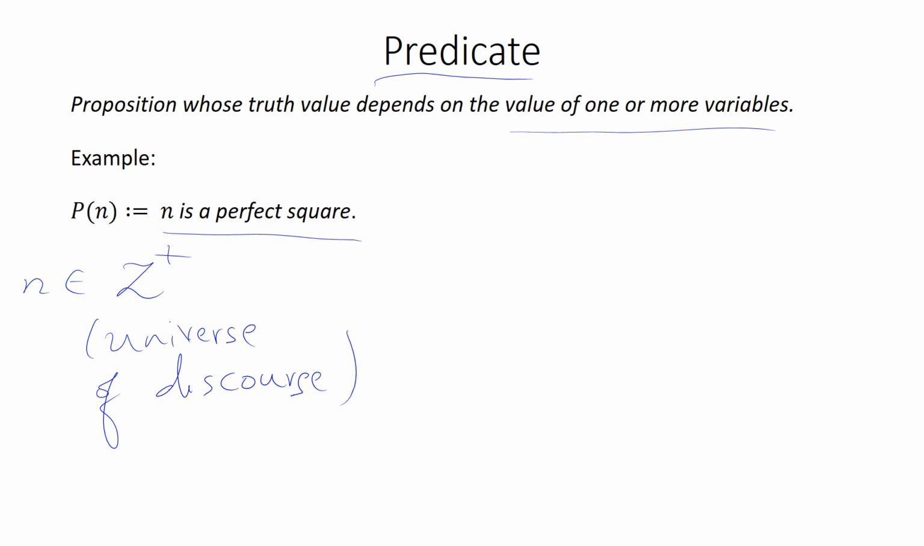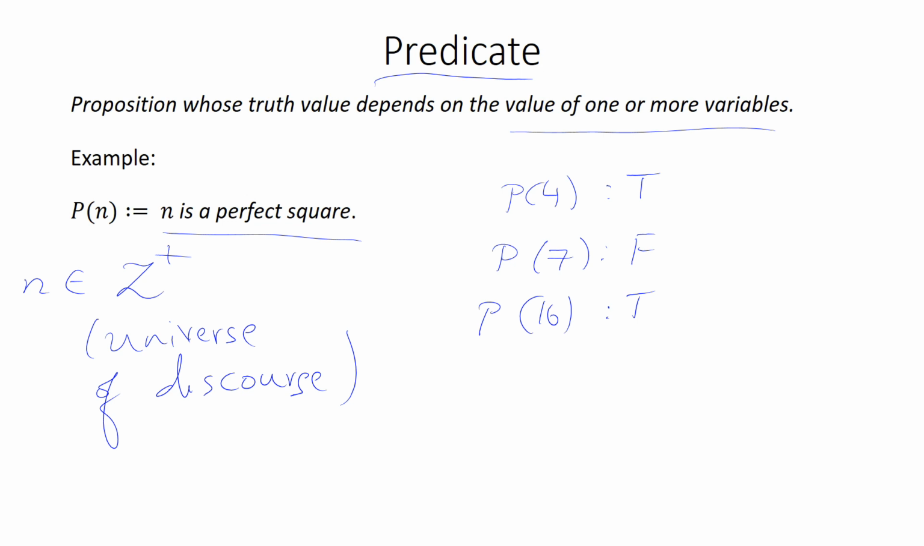That's the notation to specify what are the possible values for the variable in question. Okay, so if we look at P of 4, we know that P of 4 is true. We know that P of 7 is false. P of 16 is true, and so on. We could consider several examples like this.